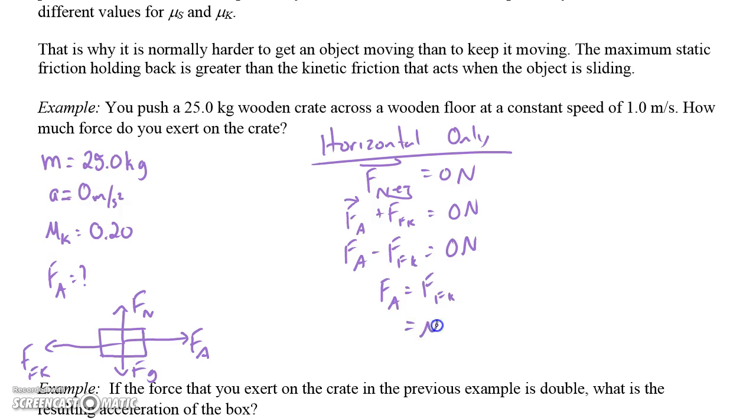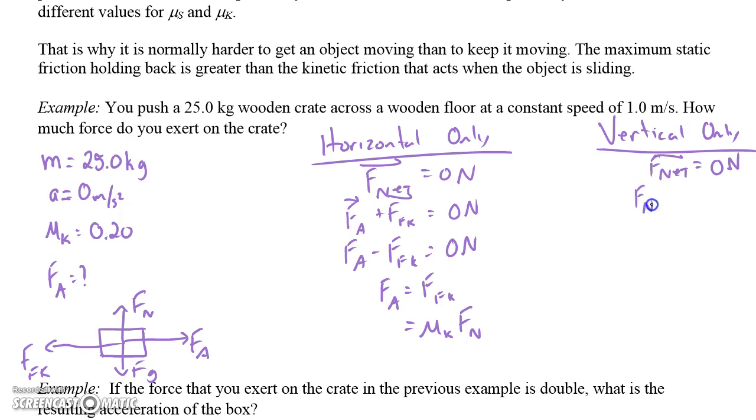That is going to be mu k Fn from our equation before. We don't know what Fn is right now. And it's not something that we can figure out, but we can if we look at the vertical direction. So now we're going to look at the vertical only. And we're going to do the same thing and see if we can figure out Fn, our normal force.